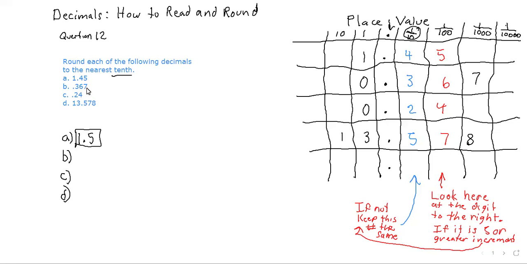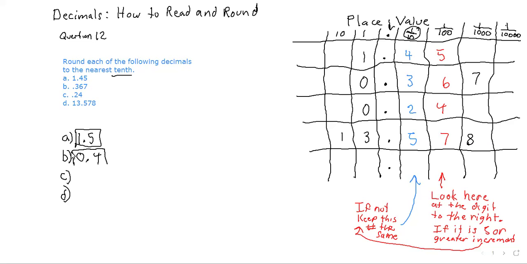The number is 0.367. They want us to round to the nearest tenth, so that's going to be the blue digit 3. And we're going to use the red digit directly to the right of it to determine whether or not to increment it or leave it alone. And the rule again is if it's 5 or greater, then we increment the number. The red number is 6. So that means we're going to increment that 3 to 4. So we're going to get 0.4, and that would be the answer for that one.